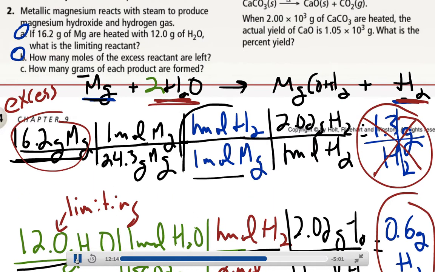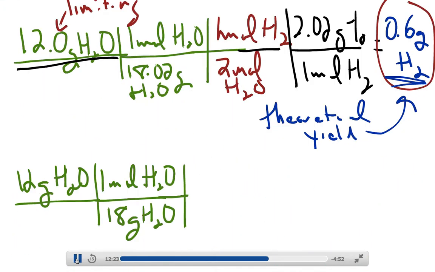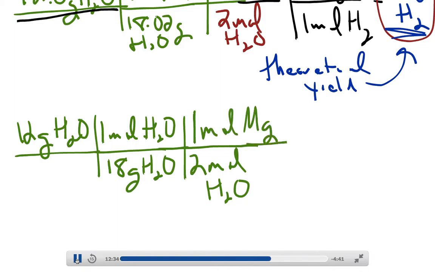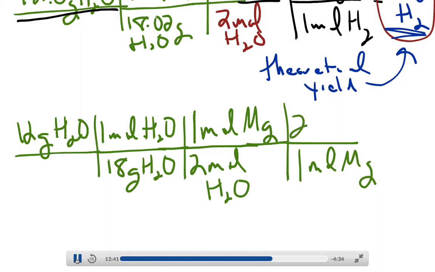Now, I'm going to pick the molar ratio that relates these two things. How much magnesium is going to react with that water? Well, I know 2 waters are going to react with every 1 magnesium. So that is my next step in my equation. So 2 moles of H2O react with 1 mole of magnesium. So I have that. Last step, convert this into a mass. 1 mole of magnesium is 24.305, 24.3 grams of magnesium.